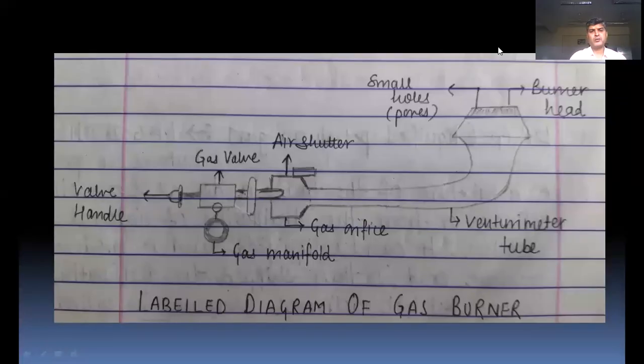Today, we will be discussing LPG, that is liquefied petroleum gas, and its properties. Bunsen burner, a type of burner which is generally used in laboratories, with gas bank, location, and manifolds. Now today's first topic is diagram of gas burner.